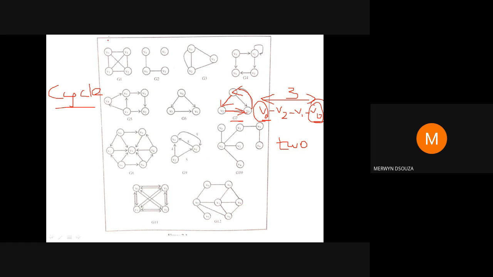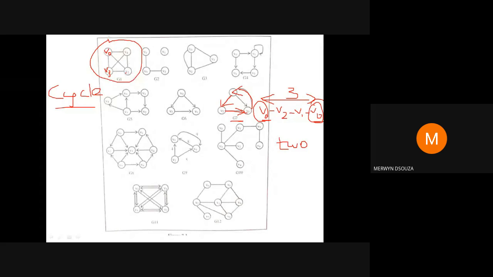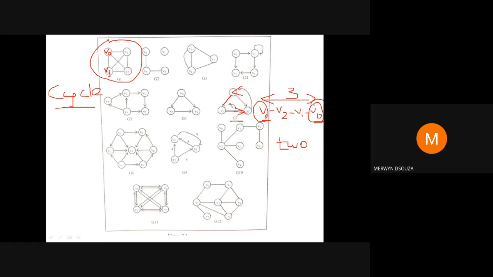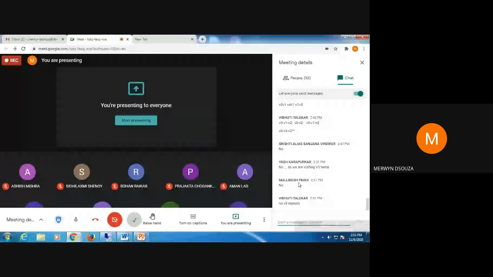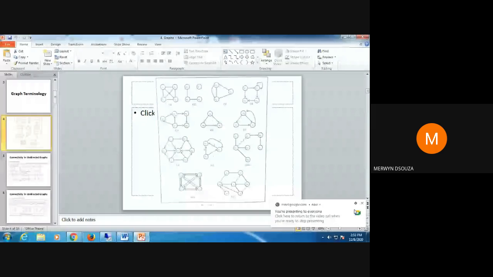Can you find a cycle here? Any path here which is a cycle? Can you show me a path where the first vertex and the last vertex are the same, and the path contains at least 2 vertices? Are you trying? Okay, let me tell you then.